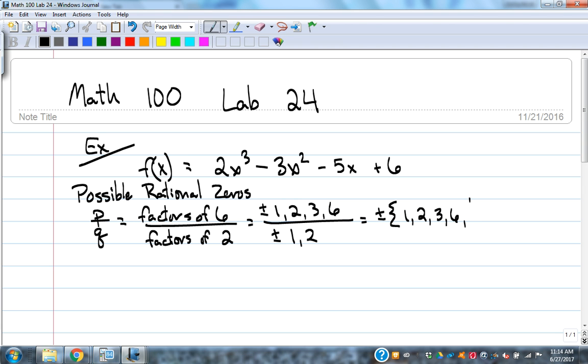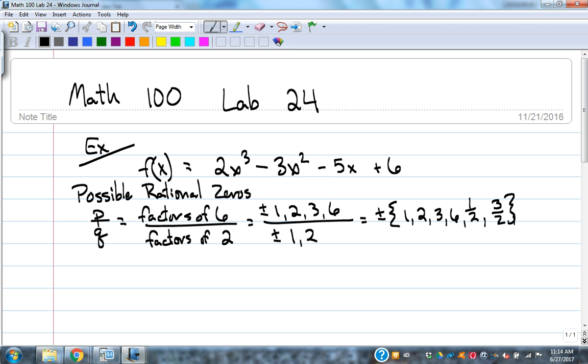If I divide them by 2, I get 1/2. 2 divided by 2 is 1. I've already got that listed. 3 over 2. And then 6 divided by 2 would be 3. I've already got that listed. So those are my possible rational zeros.